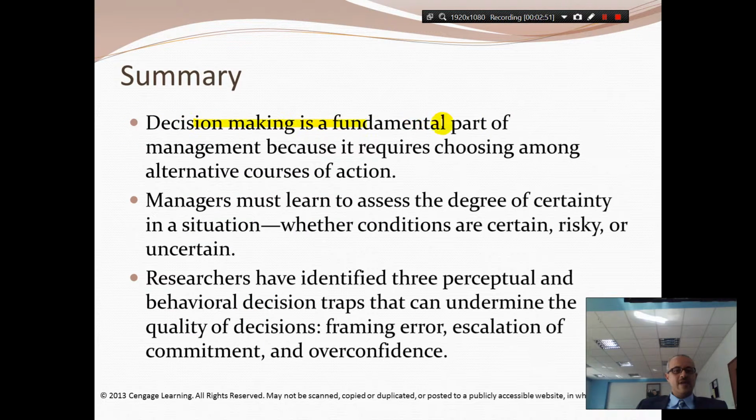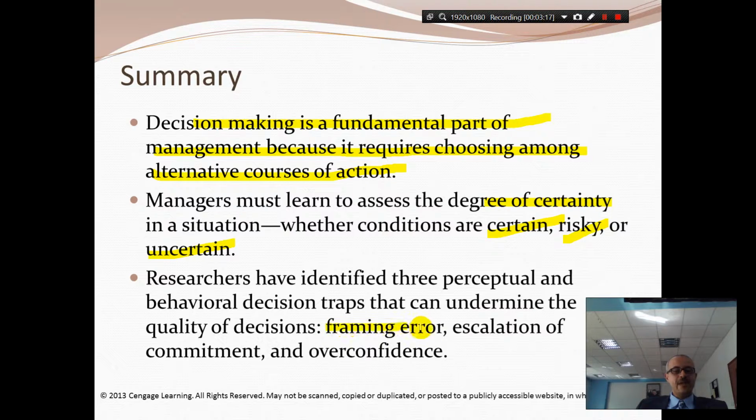Summary. Decision making is fundamental to management, because it requires choosing among alternative courses of action. Managers must learn to assess the degree of certainty in a situation. They want to check: is it certain, risky, or uncertain? Researchers have identified three perceptual and behavioral decision traps that can undermine the quality of decisions.